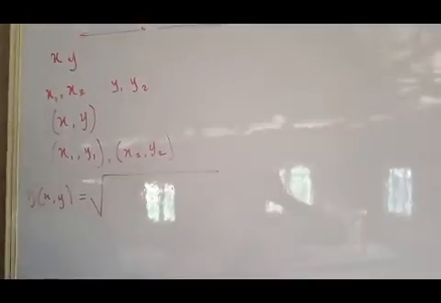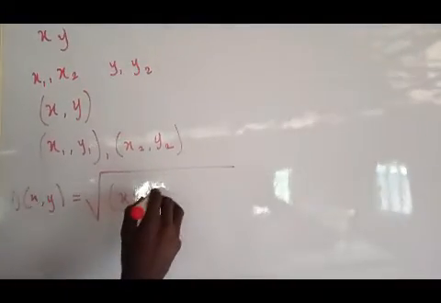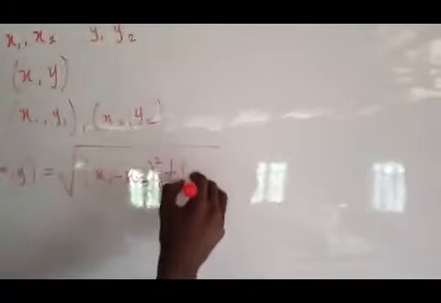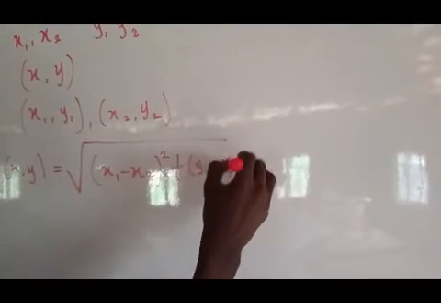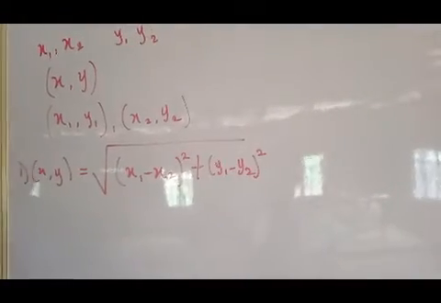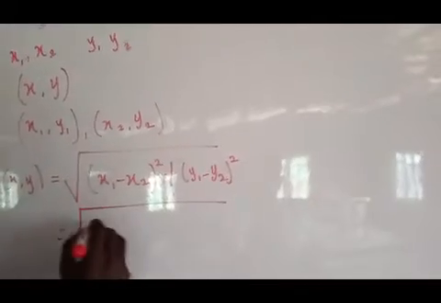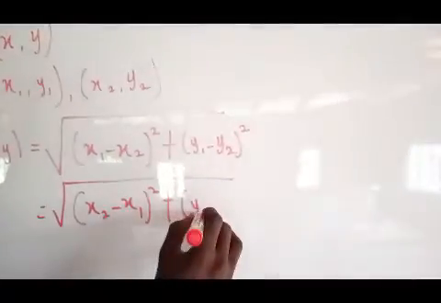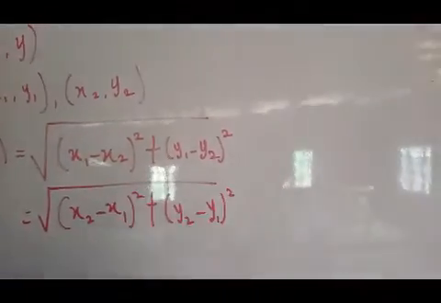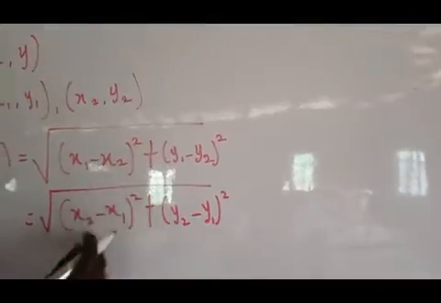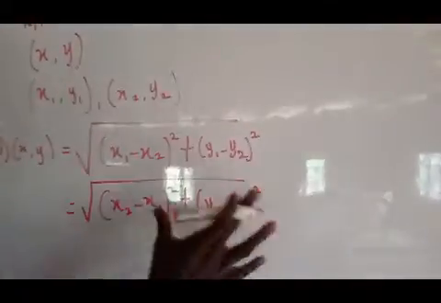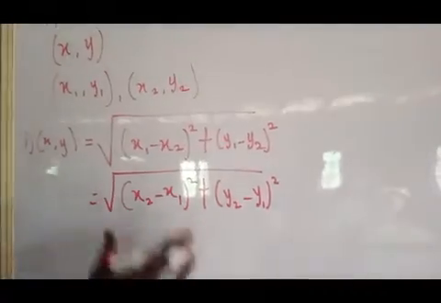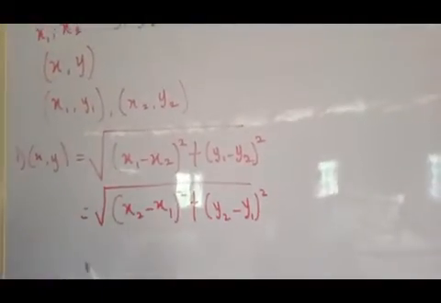The distance between them will be the square root of x1 minus x2 all squared plus y1 minus y2 all squared. Or you can also write it as square root of x2 minus x1 squared plus y2 minus y1 squared. It is still the same thing because the square will naturally neutralize any negative sign you have in there. So that is why you cannot get a negative as your answer. All right, so let's see an example.